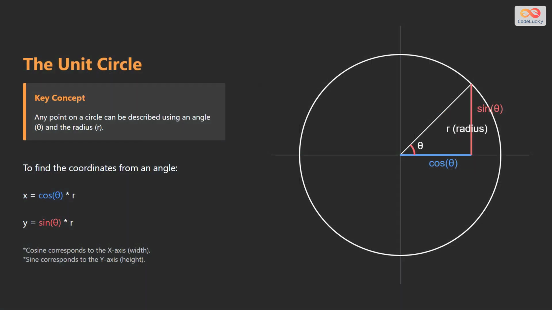The secret to rotation lies in the unit circle. If we draw a circle around the origin, any point on that circle can be defined by an angle theta. The sine function tells us the height, or y value, and the cosine function tells us the width, or x value. This connection between angles and coordinates is crucial.